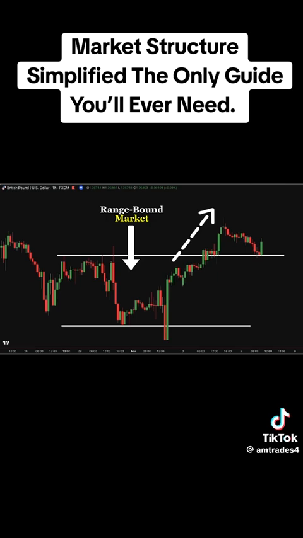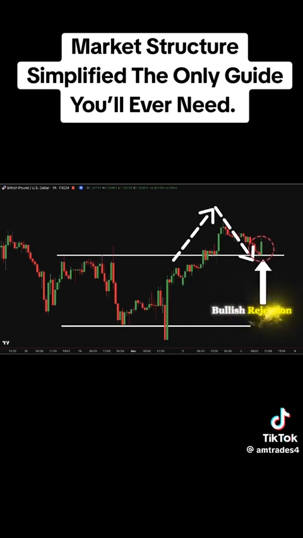You wait. A few candles later, price pulls back, right into the previous resistance zone. Now watch what happens. Instead of falling back inside the range, price respects the old resistance as new support and prints a bullish rejection candle. This is your confirmation. Here's how you trade it.